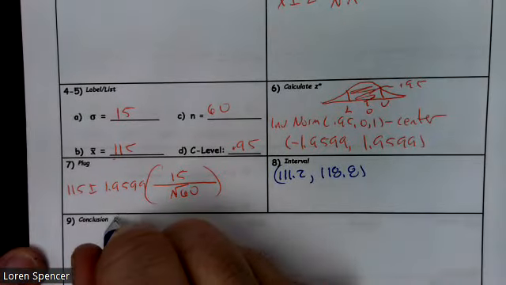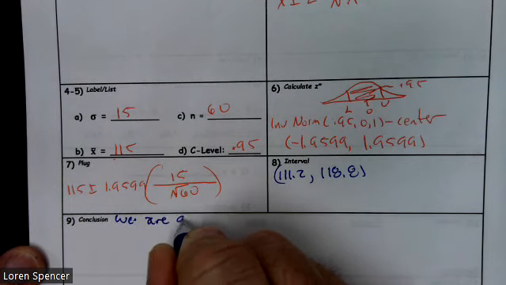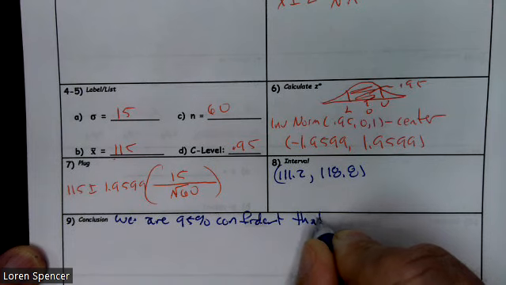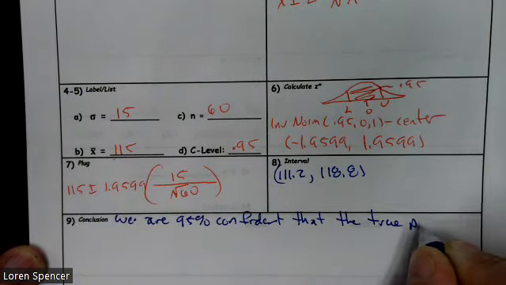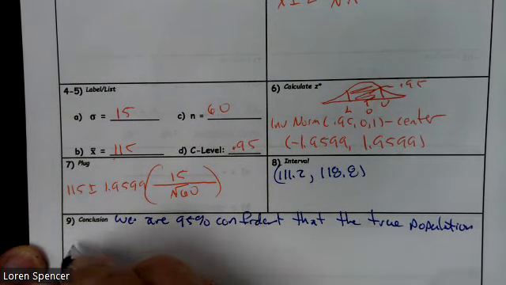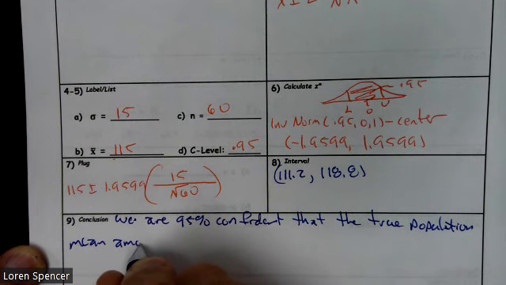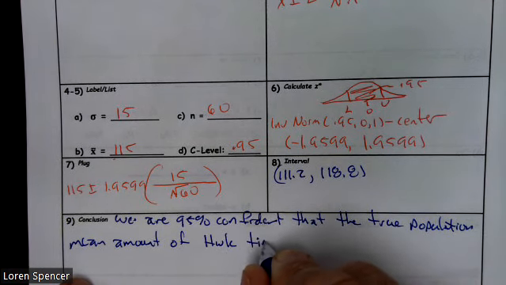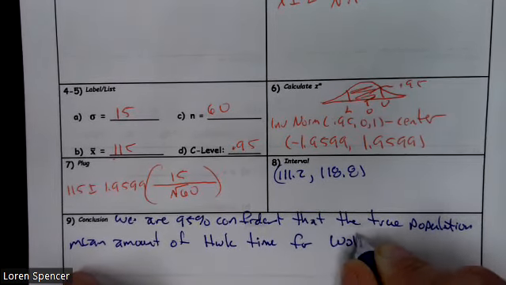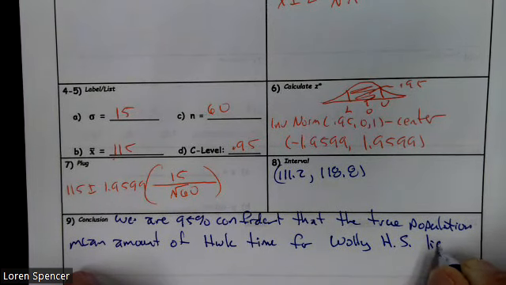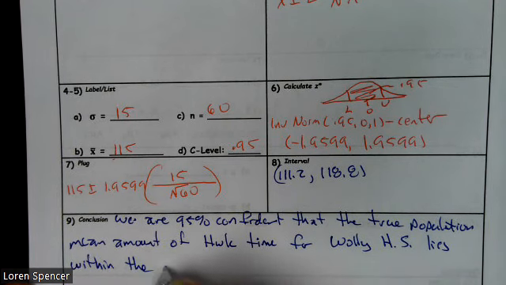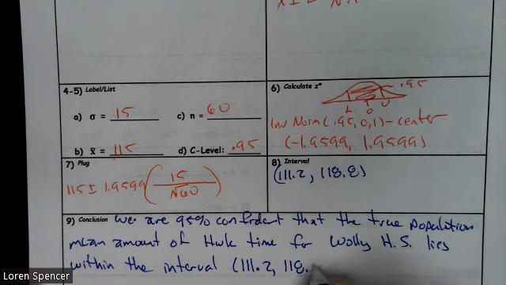All right, we are 95% confident that the true population mean amount of homework time for Wally High School lies within the interval 111.2 to 118.8.